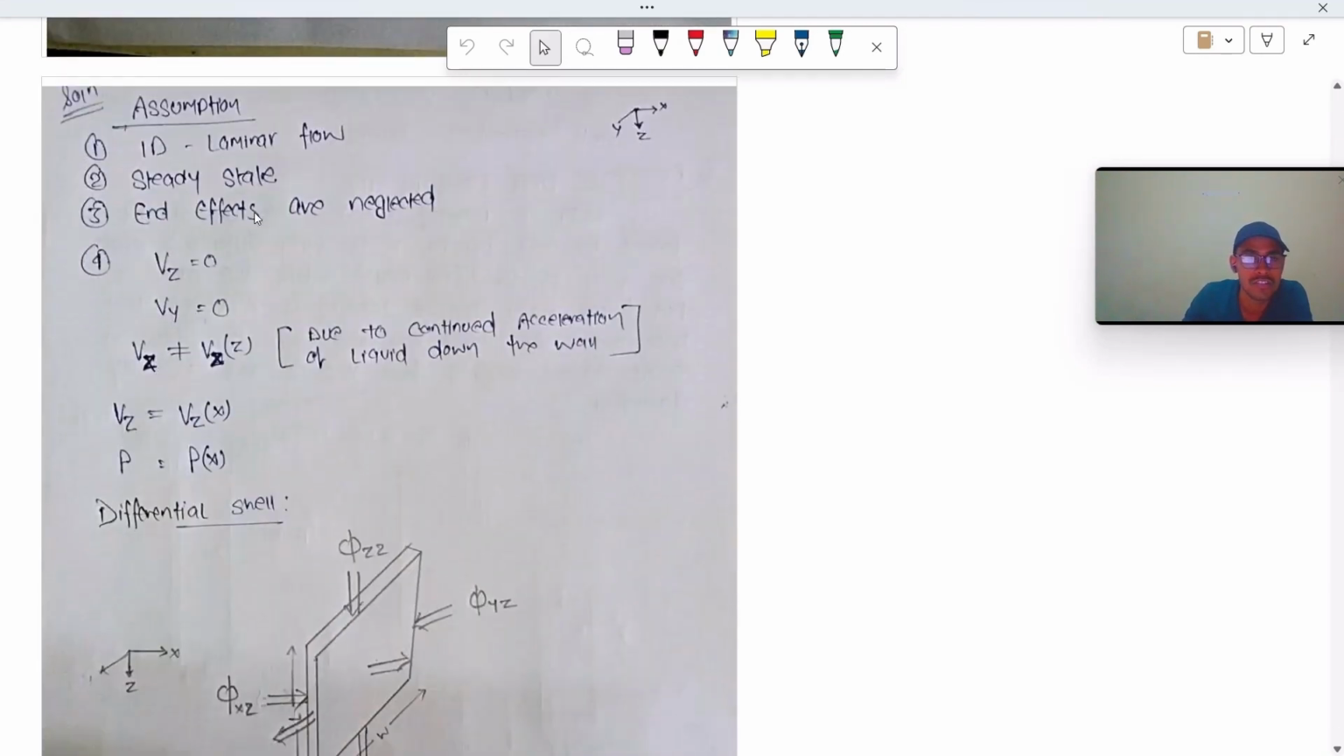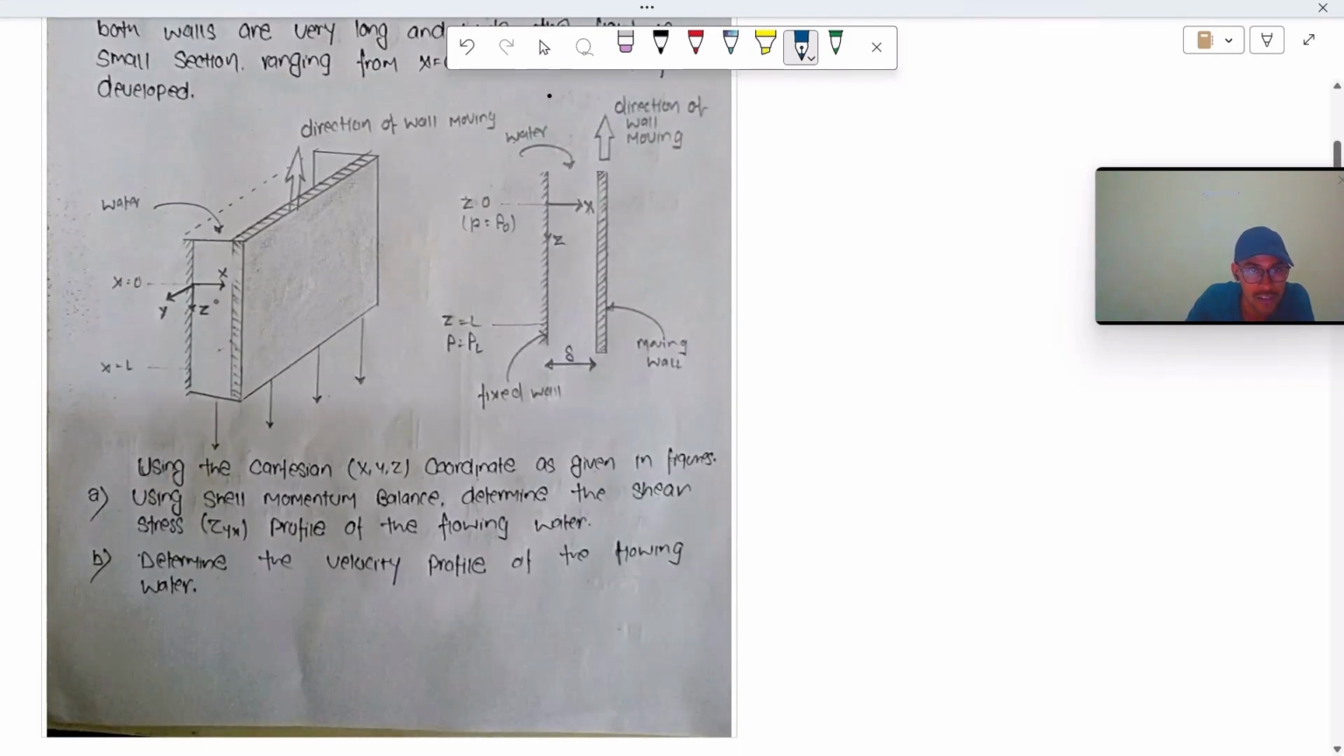Our first assumption is that this is 1D laminar flow, steady state, and end effects are neglected. So this is our system where Vx is equal to 0 and Vy is equal to 0. Why is it 0? We can see from the flow that there is only flow in the z direction. There is no flow in the x direction and neither in the y direction.